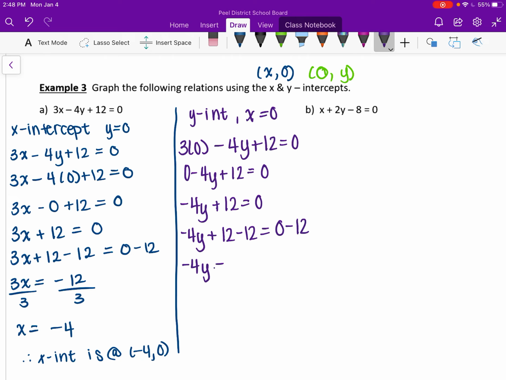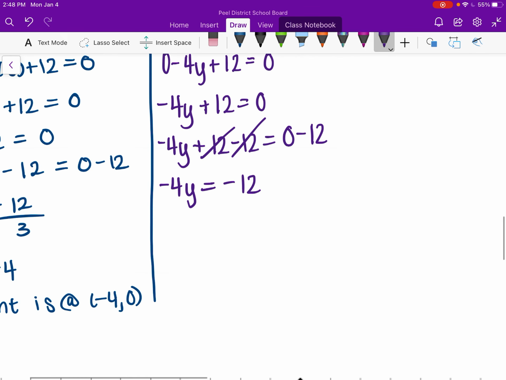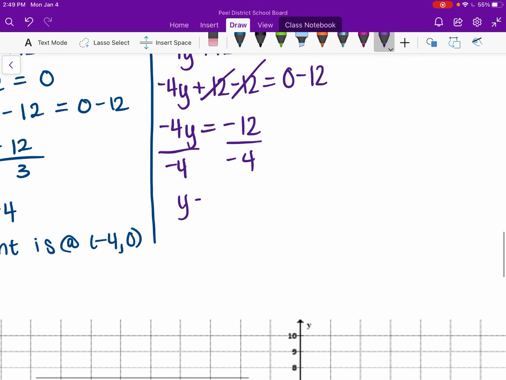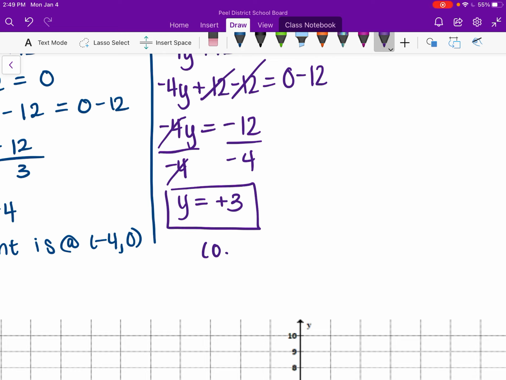Negative 4y equals positive 12 minus 12 will just give me 0. 0 minus 12 is negative 12. Negative 4y, I'm going to divide both sides by negative 4 to get the y by itself. Negative 4 divided by negative 4 just gives me positive 1. So y, these cancel out. Negative 12 divided by negative 4 will give me positive 3. So my y-intercept is 0, positive 3, right?